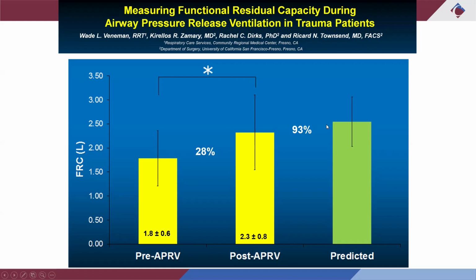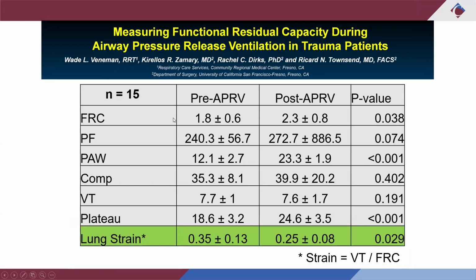And again, that's 93% of their predicted. So as we predicted them, we almost restored their FRC by 100%. We got them to 93%, and obviously their gas exchange improved. If you look at their PF ratios, from 240 to 272, the means, and there's the big difference, remember, you're almost doubling the mean airway pressure. However, compliance got better. Tidal volume stayed the same, so we weren't over-distending or causing any more harm. Plateaus were about 6 above.